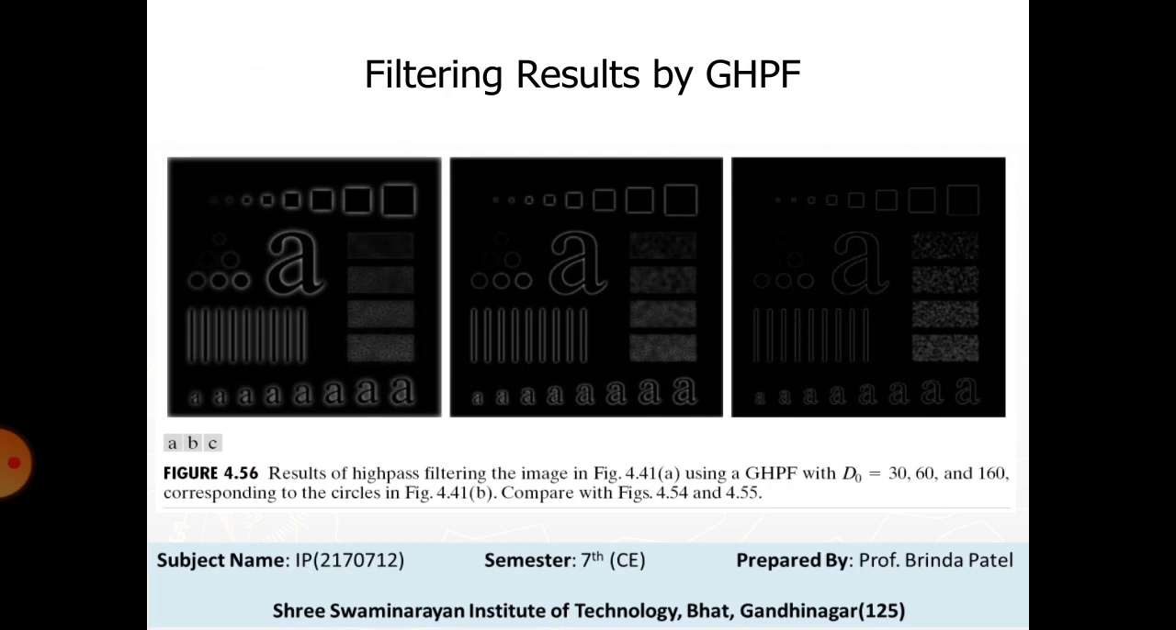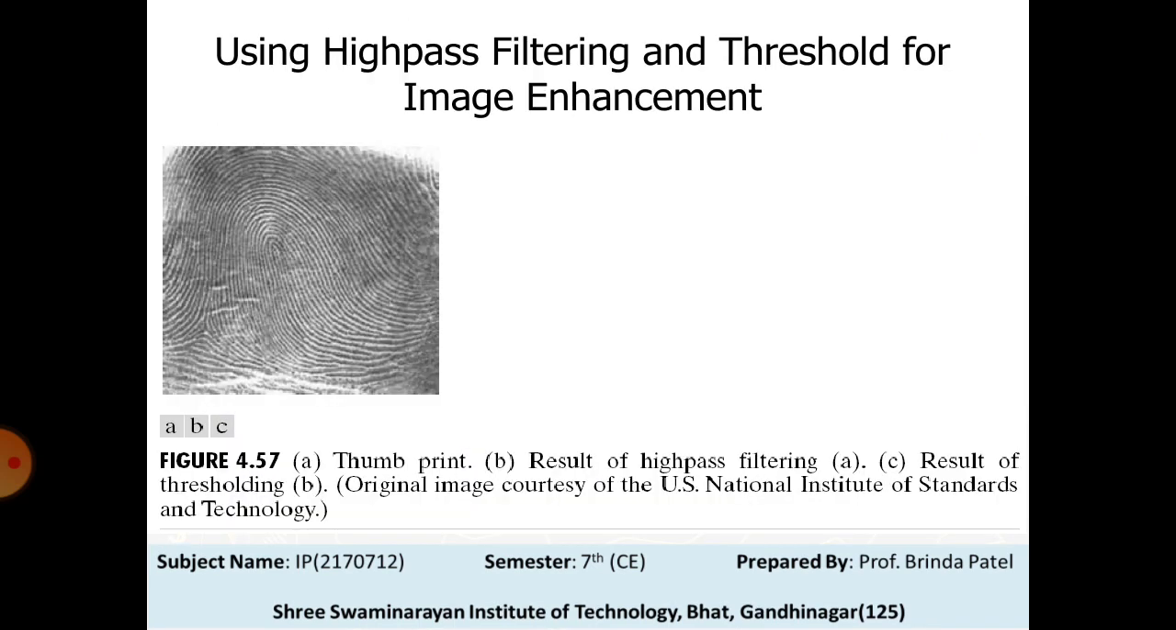Here it is, comparable results using GHPFs. As expected, the results obtained are more gradual than with the previous two filters. Here this figure is a 1026 by 962 image of a thumbprint in which smudges are evident. A key step in automated fingerprint recognition is enhancement of print ridges and the reduction of smudges.